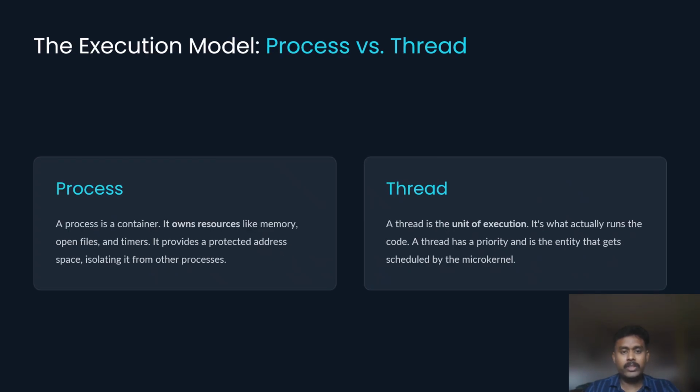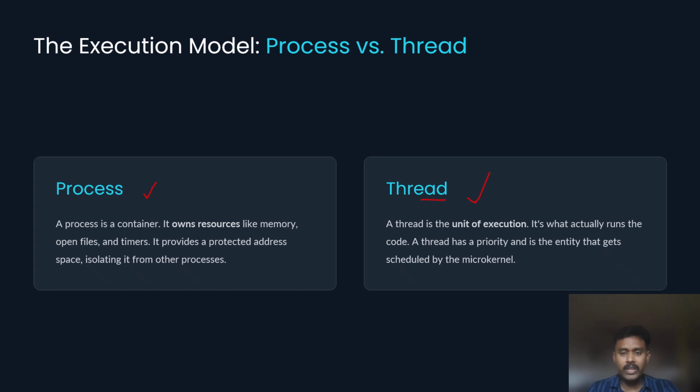So now we'll see the comparison of the major differences between the process and the thread. A process has its own example. I'm considering the process to be like a container. Inside the container, you will have multiple resources like memory, open files, and timers. It provides its own address space, isolating it from the other processes.